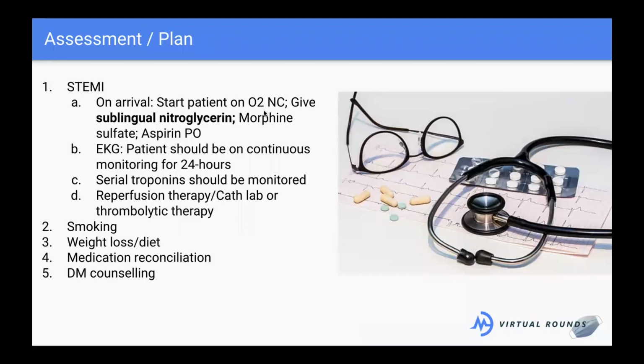So we're going to give him morphine, and we'll probably give him aspirin too. Aspirin can help discourage blood from continuing to clot, and it can help a little bit with pain, but mostly the morphine's going to help with the pain. We're going to continuously monitor him on EKG for 24 hours, even after he's already been addressed. We're going to keep taking troponin values. Why is it important to get more than one troponin value, even after he's been treated?